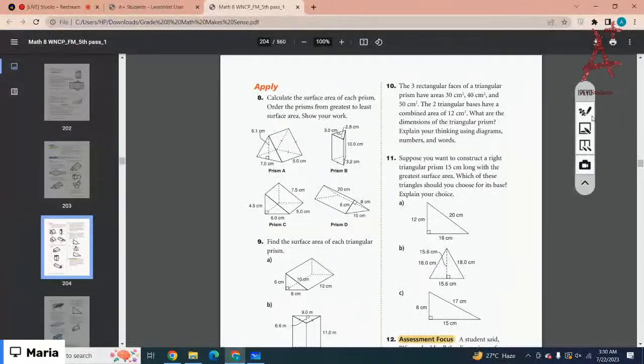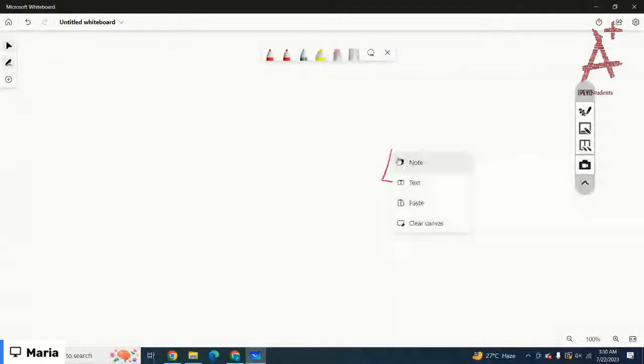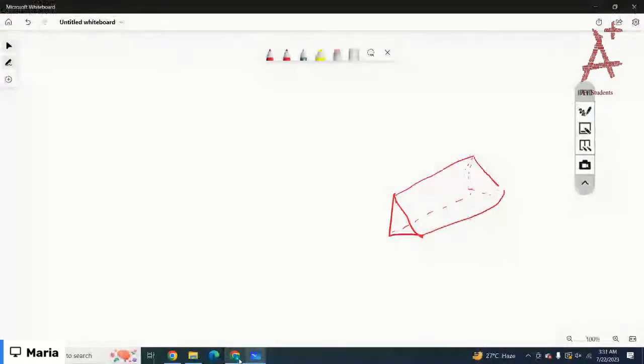Okay, hold on. It would be like this. So the triangular faces have the area of 12. That means 4 times 3 is 12, so it is 4 and it is 3.